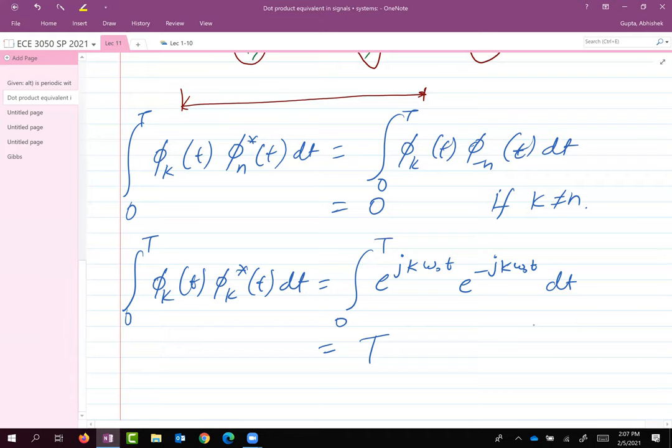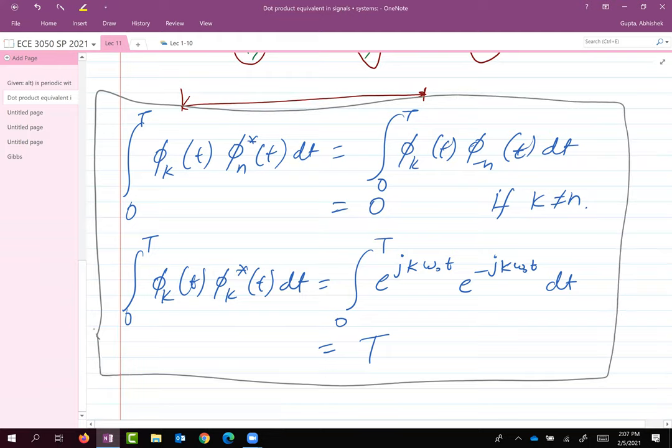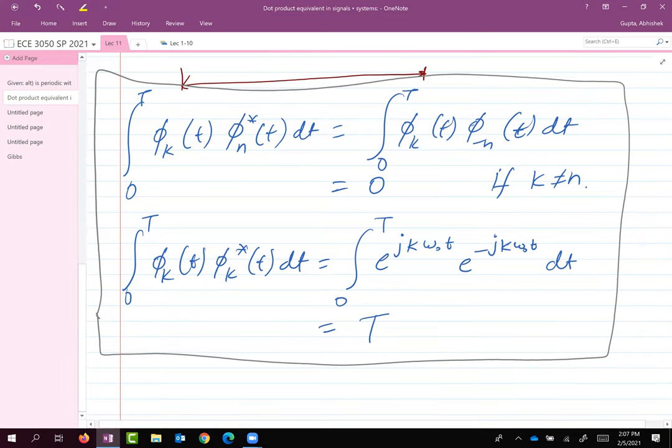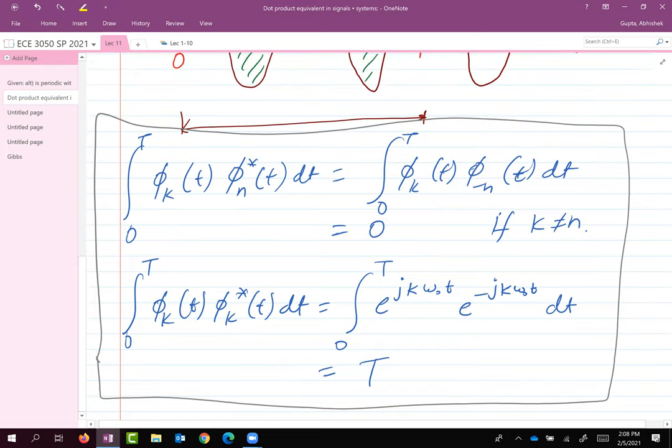So all in all, this is the main result that allows us to compute the Fourier series expansion. Okay, let's see how. Any questions so far? Any question on this integral? Okay, so let me go back to what we were discussing so far.